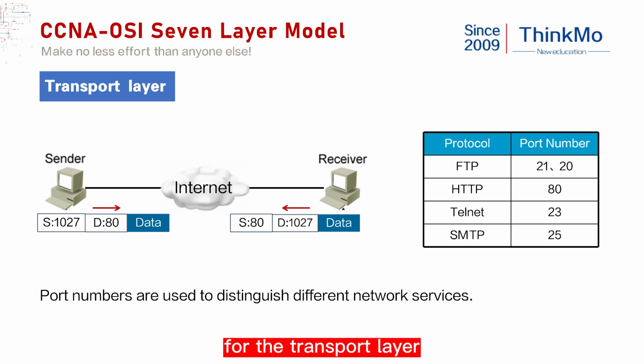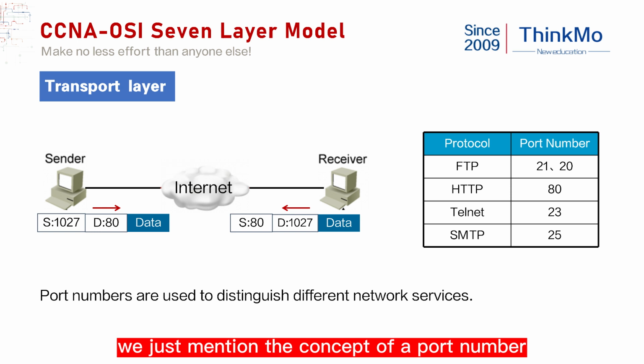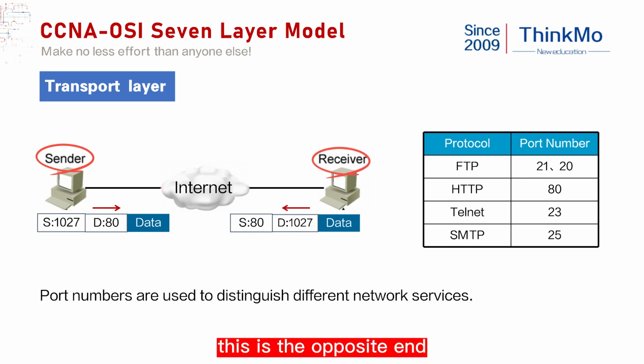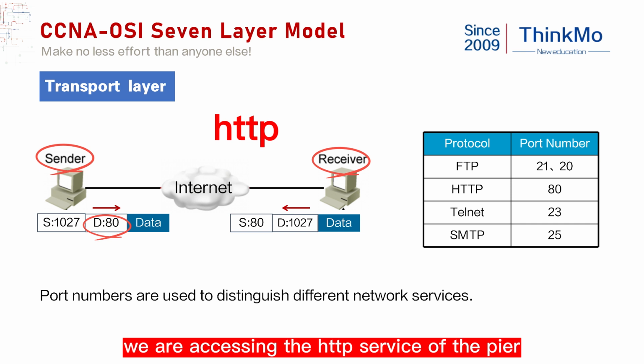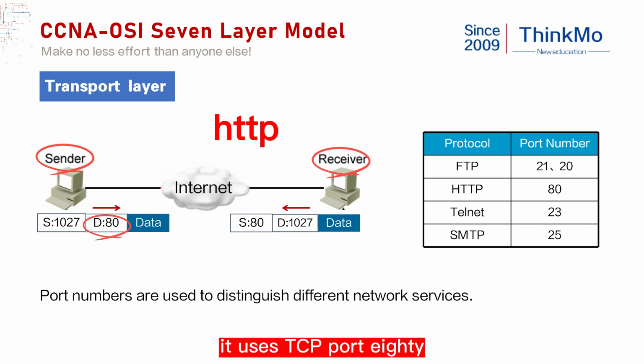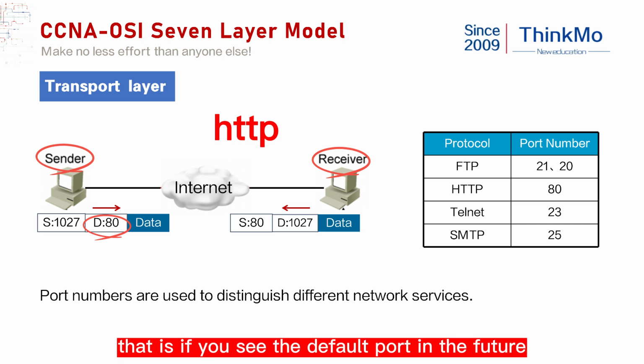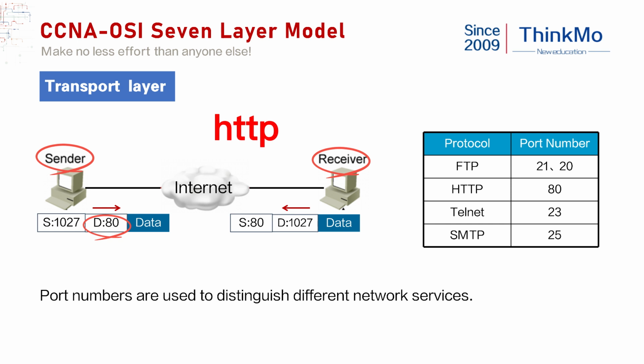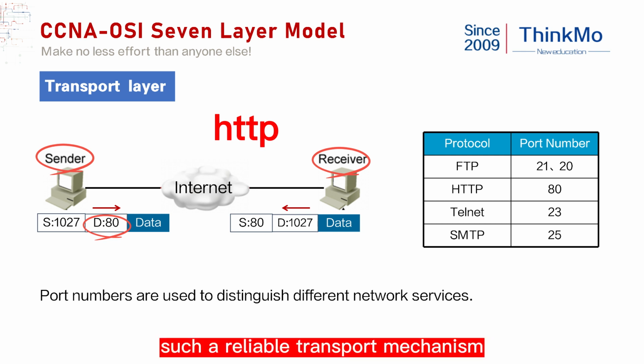For the transport layer, we just mentioned the concept of a port number. For example, this is my local sender, and this is the opposite end. It writes a destination port here, which is 80. This means that we are accessing the HTTP service of the peer. It uses TCP port 80. That is, if you see the default destination port is 80, then by default we are actually using TCP, such a reliable transport mechanism.